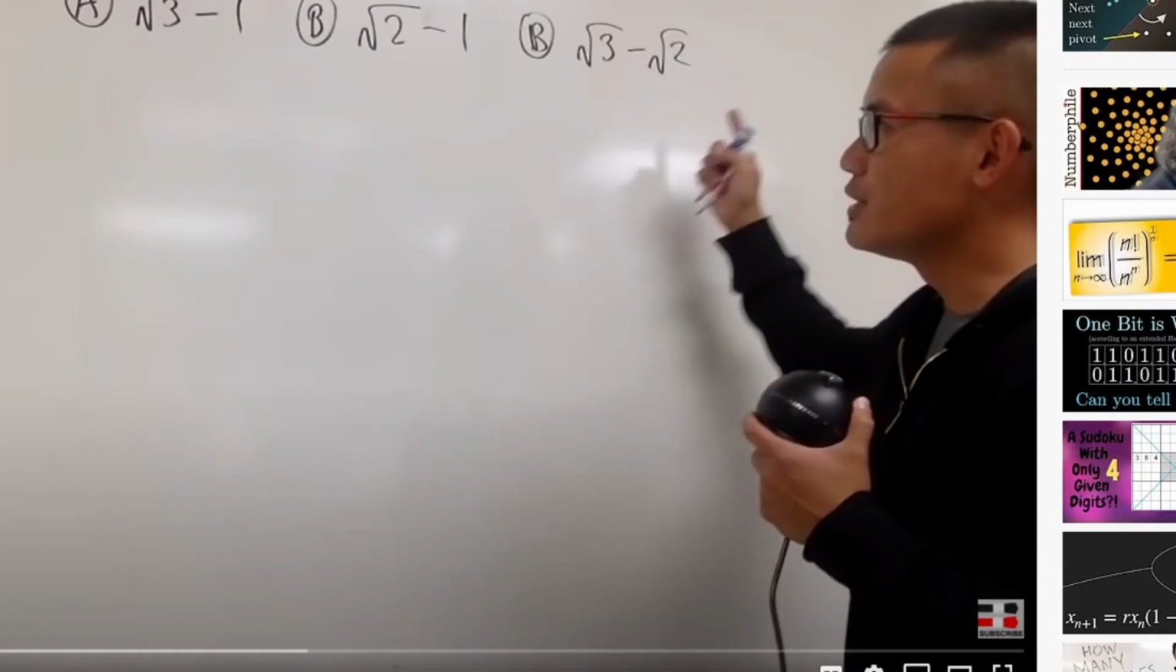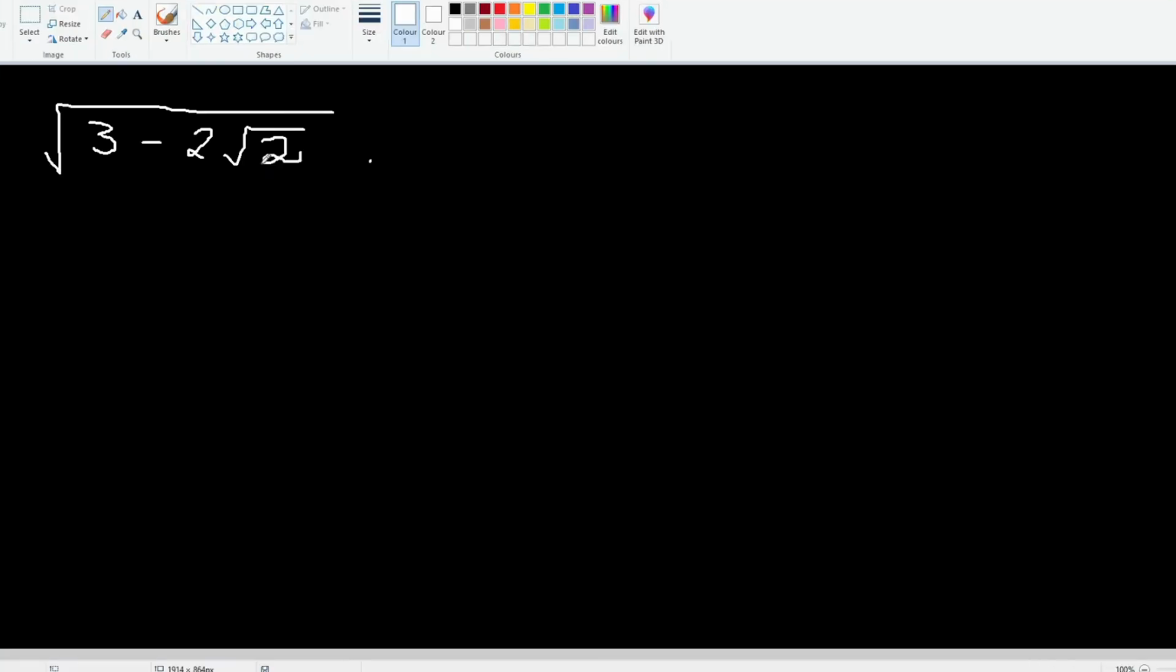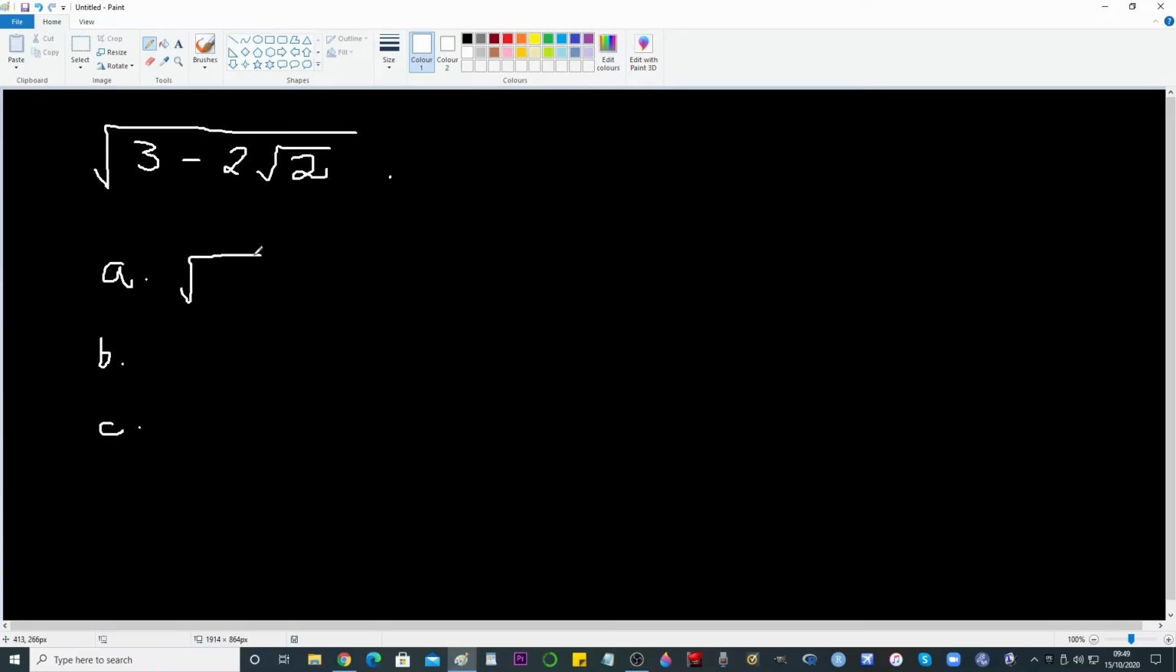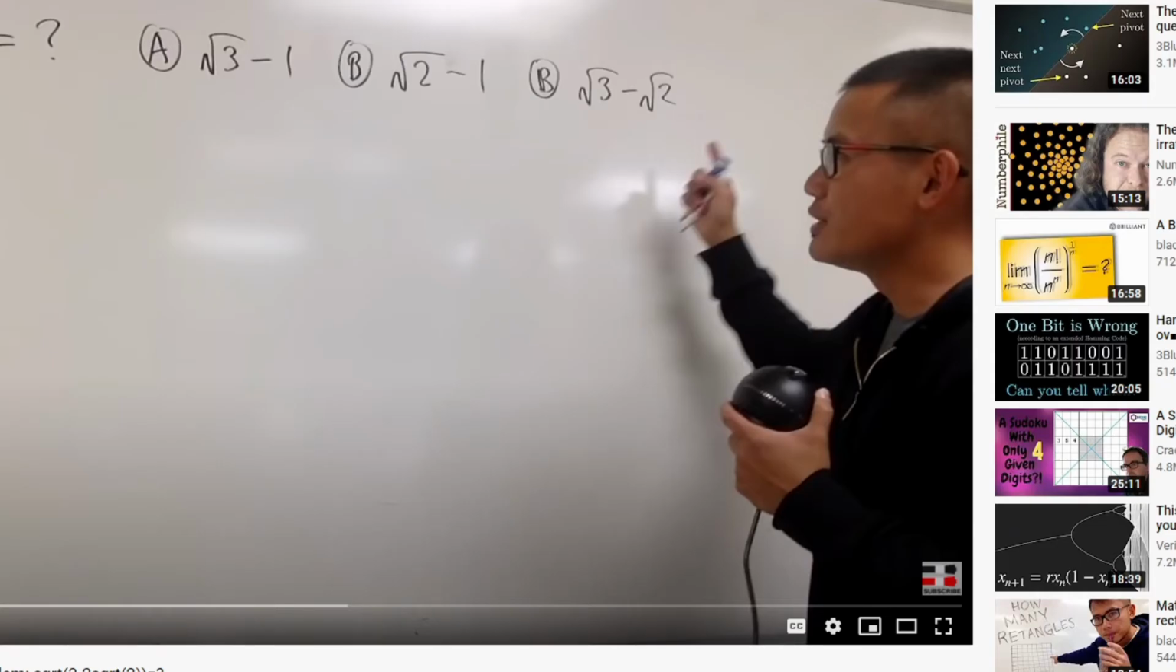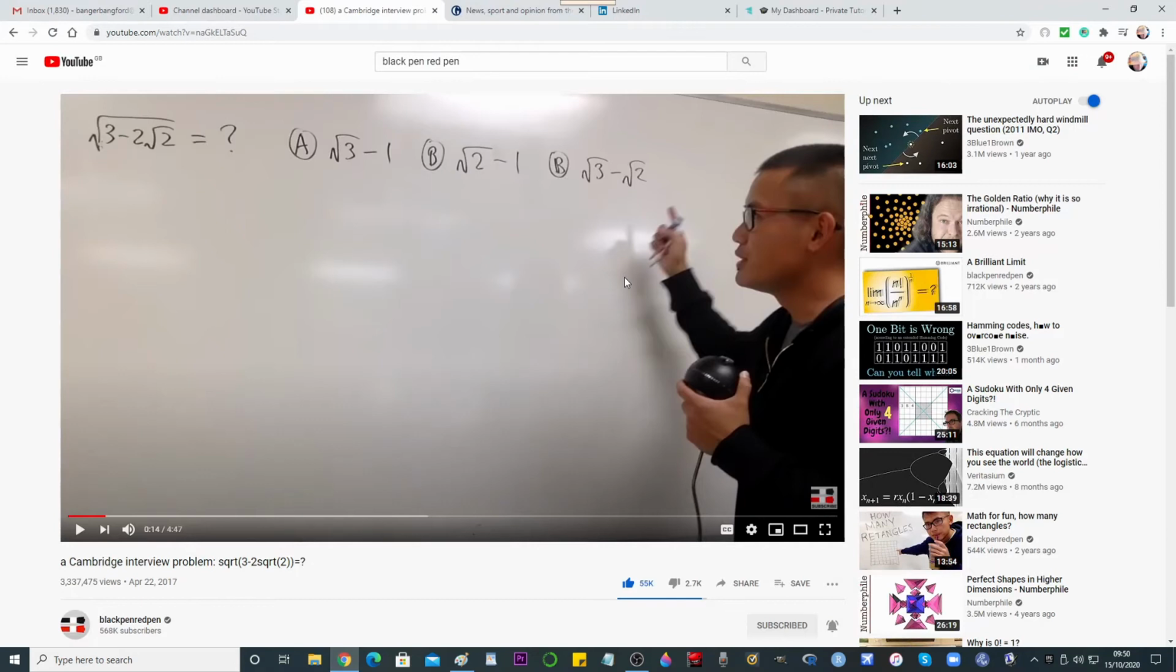The square root of 3 minus 2 root 2. This is apparently a Cambridge interview question. What's the square root of 3 minus 2 root 2? A is root 3 minus 1. B is root 2 minus 1. And C is root 3 minus root 2.